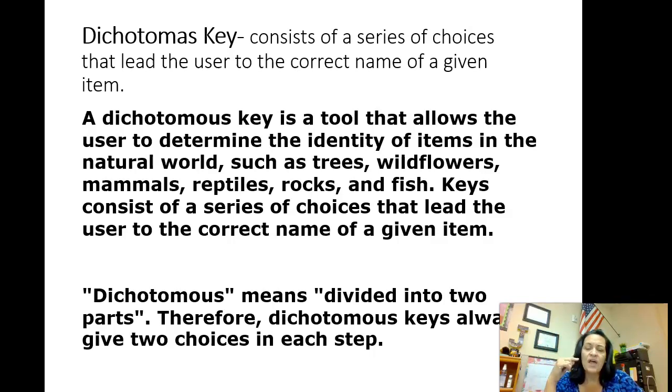So it might say has hair, no hair. It might say has big feet and has little feet, okay? So still more of an opposite. It won't say has eyes and then has webbed feet. Okay, so they always have to be related, those two choices.